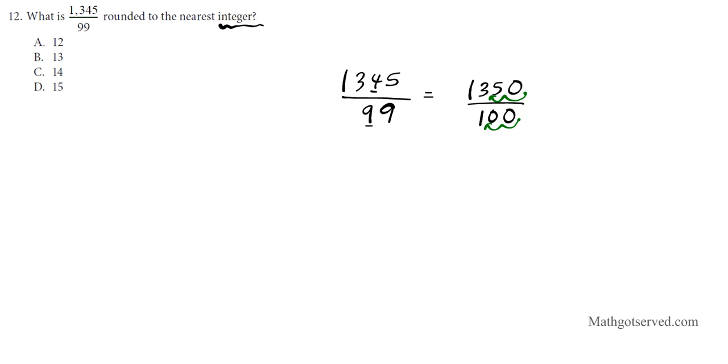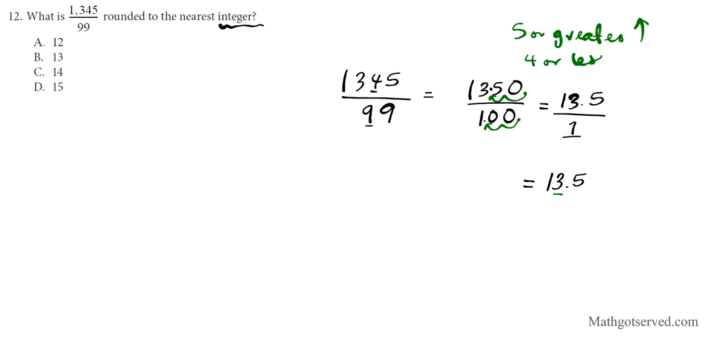So when I divide by 100, I'm going to have a movement of the decimal point. I'm going to have 13.5 over 1. Since the denominator is now 1, I could just drop it. So I have 13.5. Now I want to round this to the nearest 10. I'm sorry, to the nearest integer. So the integer is 13, right? So remember the rules for rounding. If it's 5 or greater, you round up. If it's 4 or less, you round down.